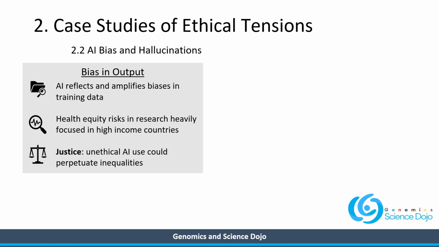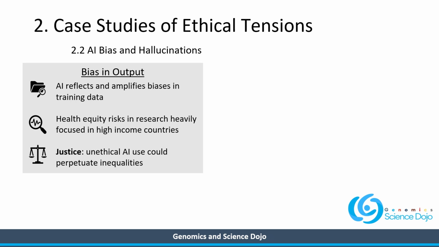For example, if in a certain field a lot of the studies come from high-income countries, that bias might also be reflected there, where there might be an output bias from the AI favoring high-income countries compared to low- and middle-income countries. Obviously, this means that there's a health equity risk in research that is heavily focused in high-income countries. Cancer research is the kind of research that is commonly conducted in high-income countries, and if you're taking it at face value, that might be problematic too.